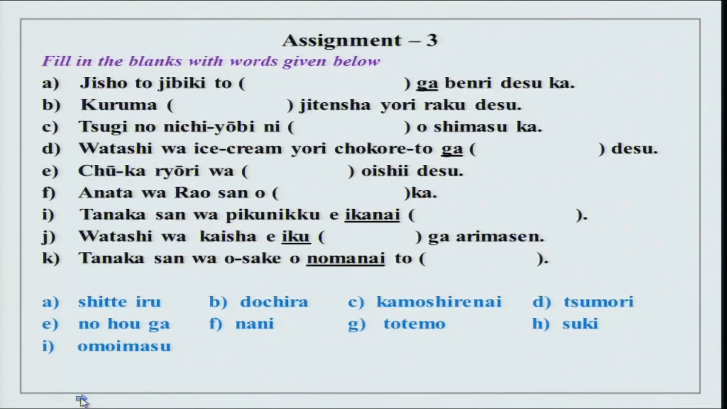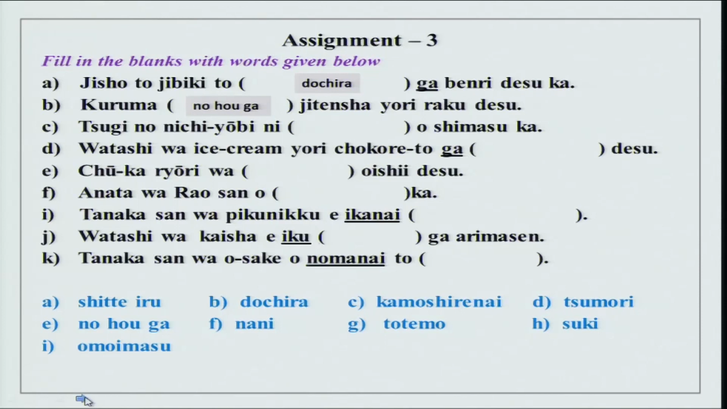Then we have fill in the blanks with words given below. Jisho to, jibiki to, dochira ga benri desu ka. Now, this A to, B to, dochira ga is a typical pattern which shows comparison or preference. Kuruma no hou ga jitensha yori raku desu. Raku is convenient or easy. Kuruma no hou ga jitensha yori: this is better than the bicycle, or easier to use than the bicycle.